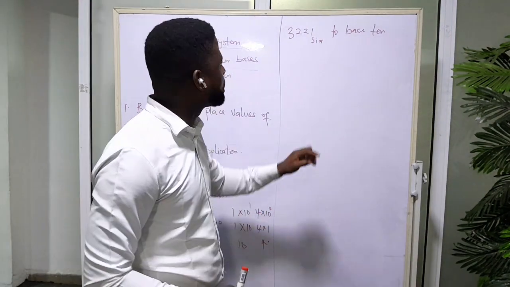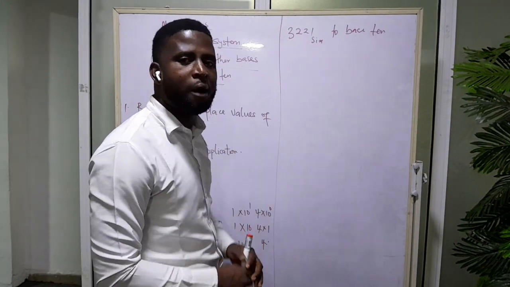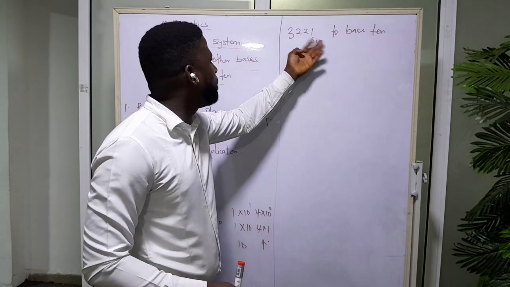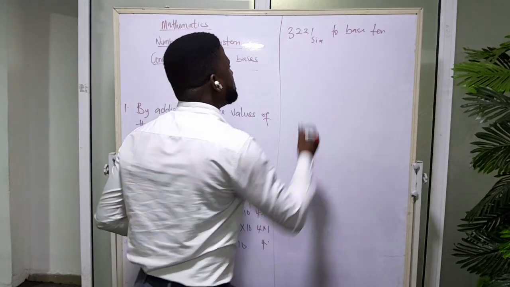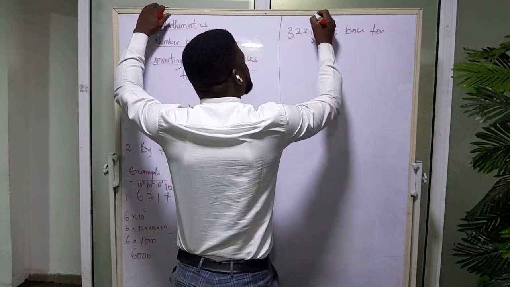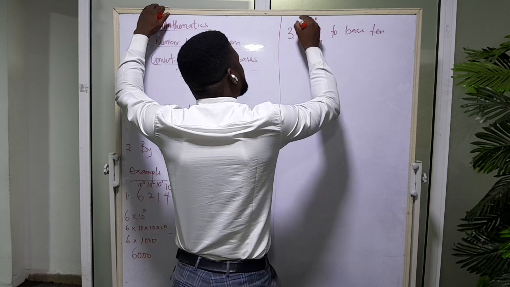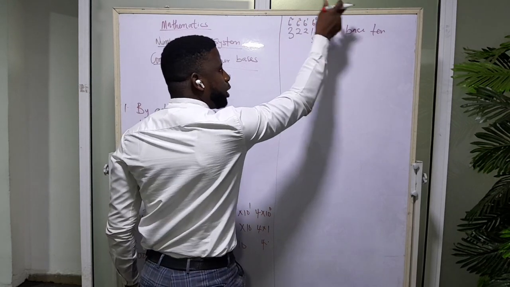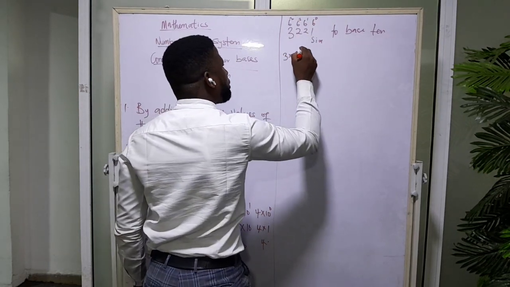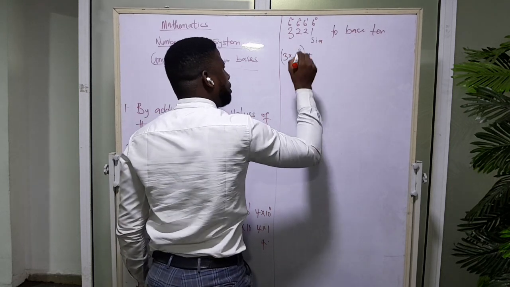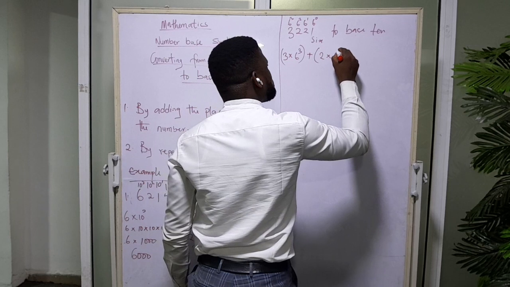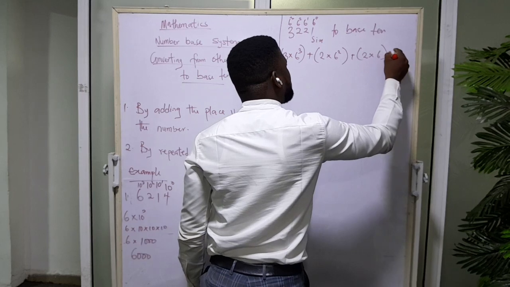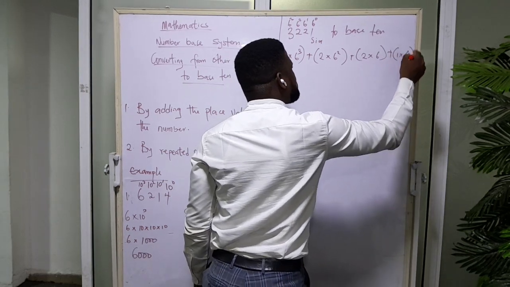First thing first, to get the place values of this number, the first thing to note is the base in which the number is written. And the base in which 3221 is written is 6, which means the last number will be 6 raised to the power of 0, and then 6 raised to the power of 1, 6 raised to the power of 2, and 6 raised to the power of 3. So each number is multiplied by its corresponding place value, which is 3 times 6 raised to the power of 3, plus 2 times 6 raised to the power of 2, plus 2 times 6 raised to the power of 1, plus 1 times 6 raised to the power of 0.